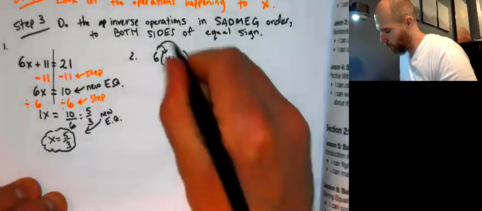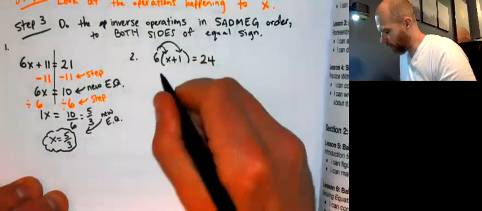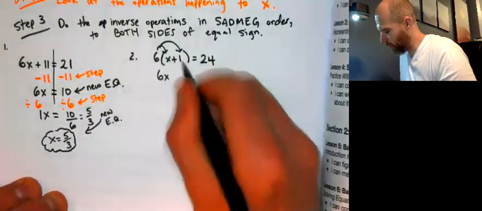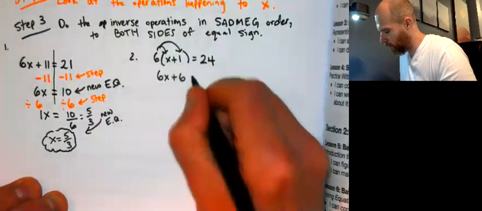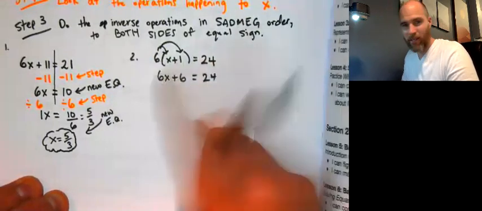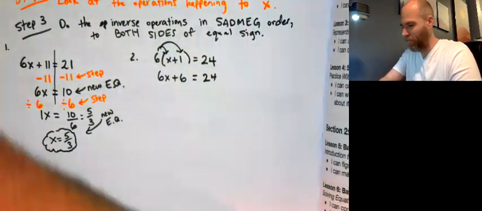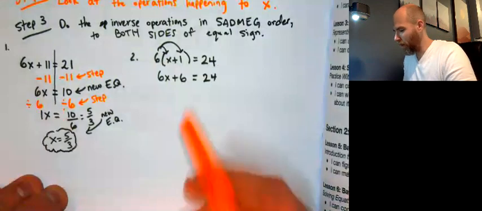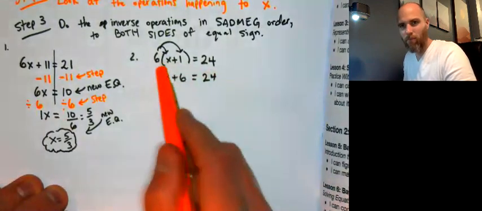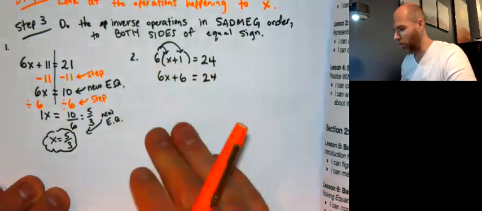So 6 times x is 6x. 6 times 1 is 6 equals 24. Don't distribute that 6 all the way across the equal sign there. It doesn't work that way. All right, now my thing's all simplified here. It's in standard form. So let me go to step 2.